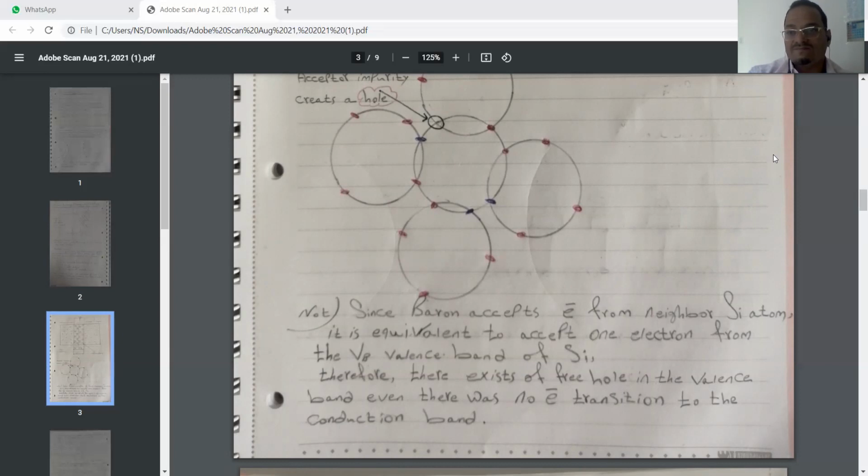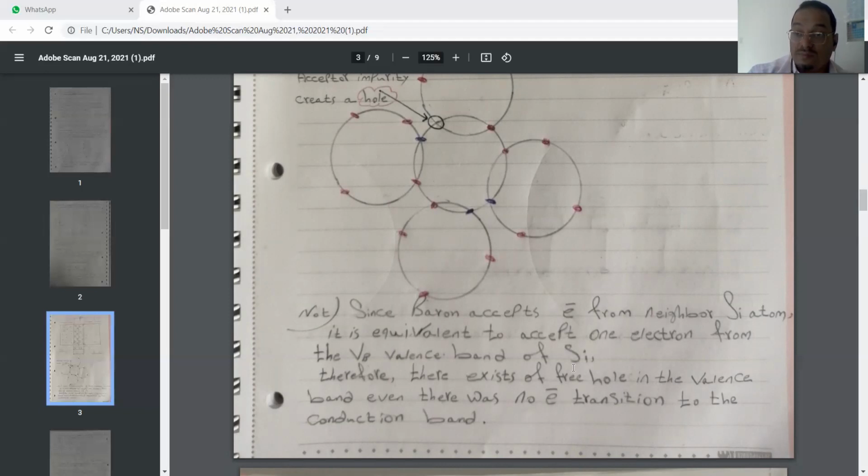This is an important word, important for us to be able to answer this question very well. There was no electron transition to the conduction band. After a few moments, what I say: 1 electron from the valence band of silicon will accept. Here, we focus on the same meaning by saying no electron transition to the conduction band.